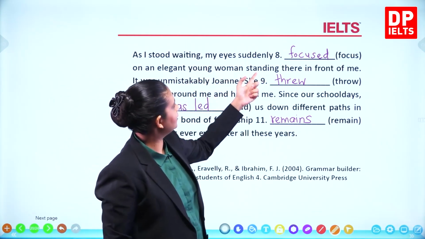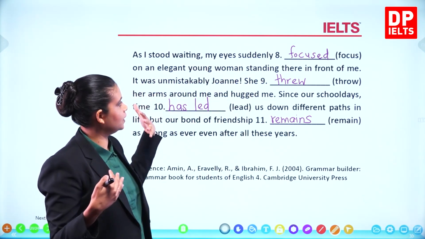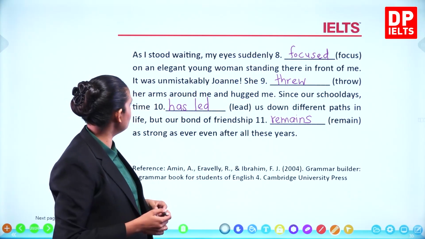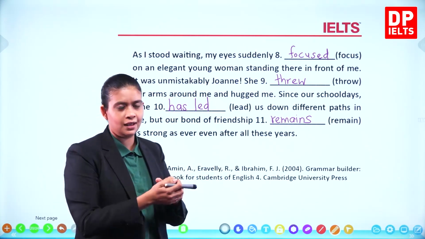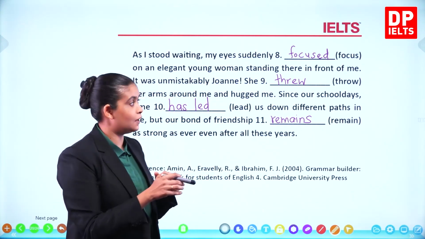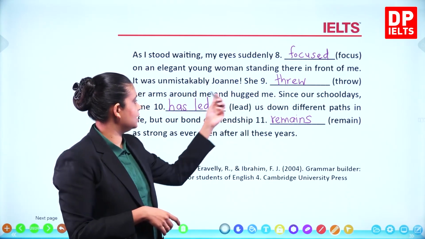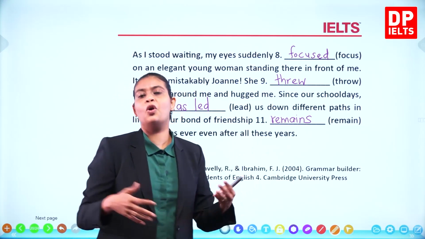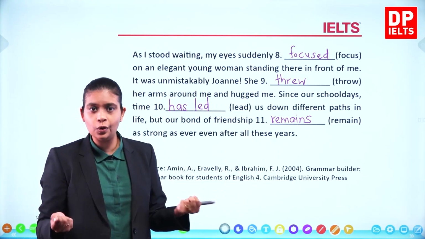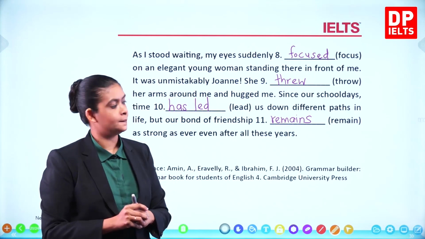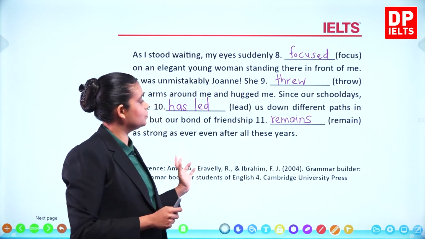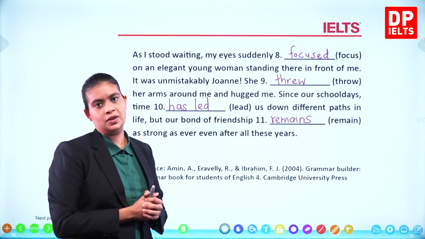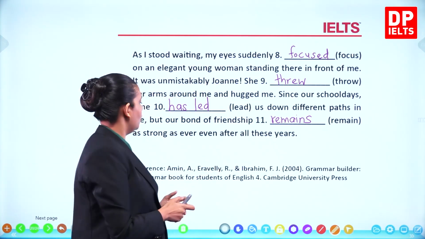My eyes suddenly focused because it's something in the past, right? So focused. She threw her arms around me and hugged me. Again, action is completed and finished. Since again is there, so present perfect. And the friendship, of course, is a long-lasting, long-term thing. So, simple present tense. So, I'm sure you've understood why I've used these words and which tense, and the reason behind it. All right.